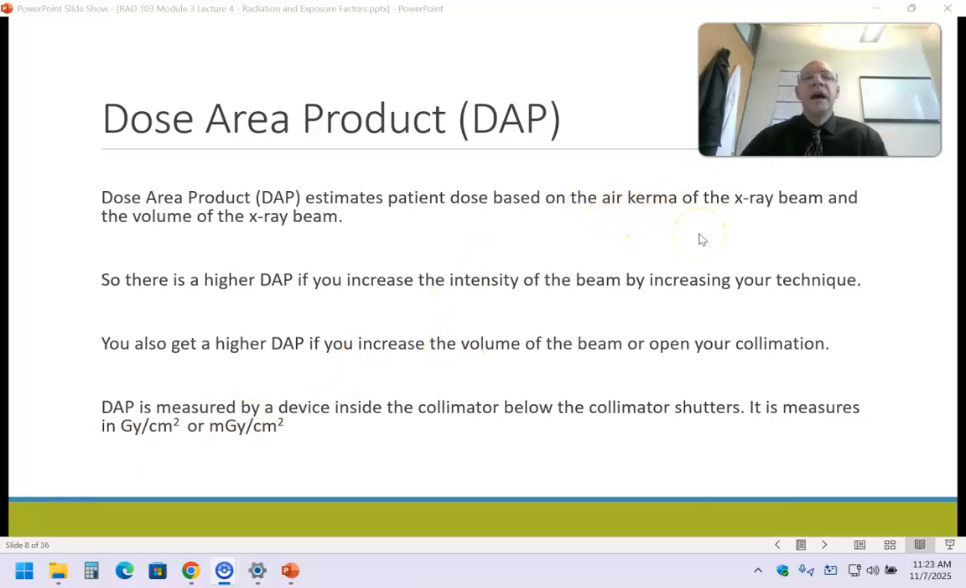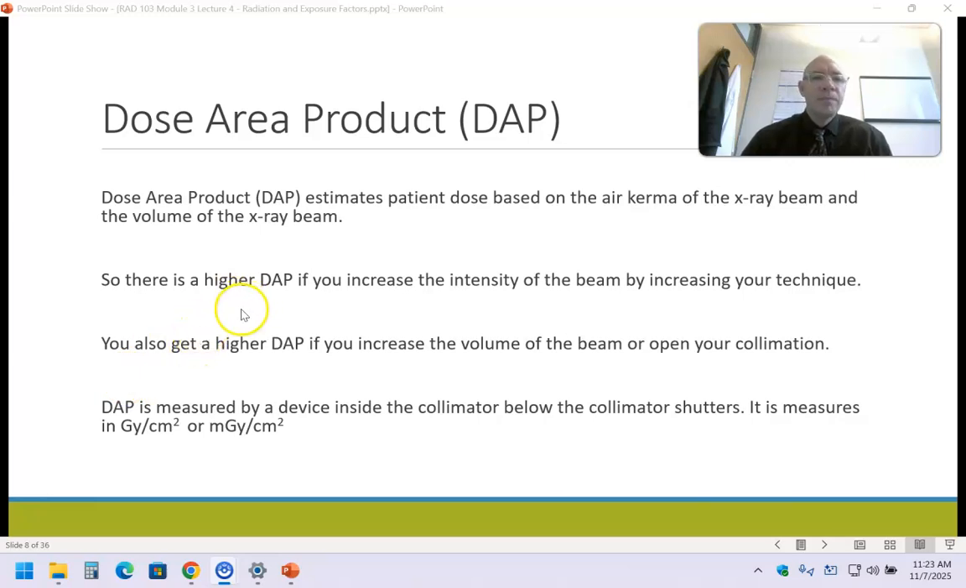Air kerma is the ionization in the air going from the tube down to the plate. So how much radiation is in that air going towards the plate. Now, your air kerma is going to be also determined by your collimation. So if you have it wide open, you get a wider area of air kerma. There's a wider swath of air that's got radiation in it. If I've coned down, I'm going to have a more narrow beam of radiation, and that affects how much air in that area is going to be affected by radiation. So air kerma of the X-ray beam and the volume of the X-ray beam. The volume is your collimation. So hopefully that makes sense. If not, let me know.